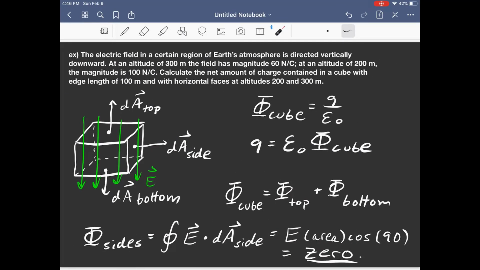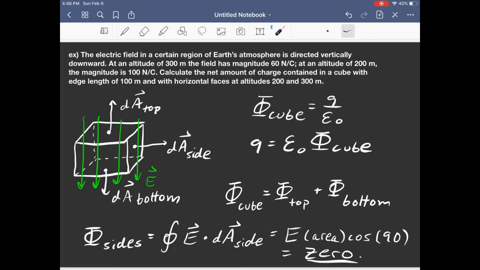All right, so now we can go through an example problem, which goes like this. The electric field in a certain region of Earth's atmosphere is directed vertically downward. At an altitude of 300 meters, the field has magnitude 60 newtons per coulomb. At an altitude of 200 meters, the magnitude is 100 newtons per coulomb. Calculate the net amount of charge contained in a cube with edge length of 100 meters and horizontal faces at altitudes 200 and 300 meters.